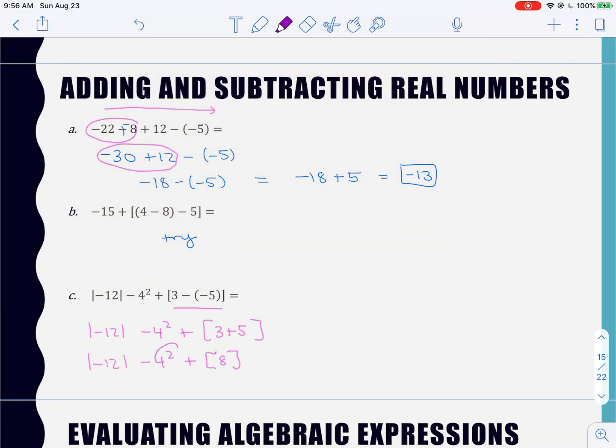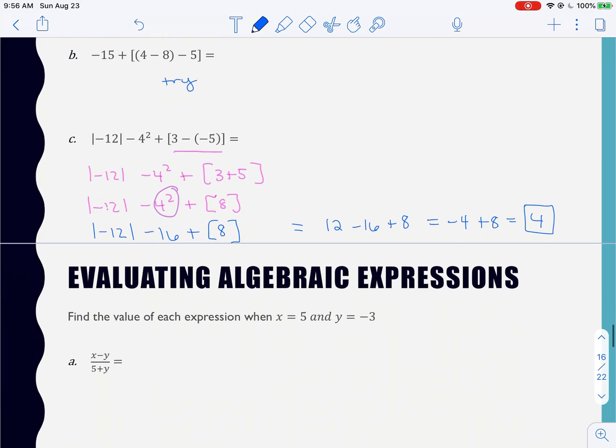Now we're going to do exponents next, and 4 to the second power is 16. So now I have the absolute value of negative 12 minus 16 plus 8. The absolute value of negative 12 is 12. So now I have 12 minus 16 plus 8. And now order of operations says we're going to go in order from left to right because it's just subtraction and addition. So this is going to be 12 minus 16. So team positive 12, team negative 16. So team negative wins by 4. So it's going to be negative 4 plus 8. And then we're going to have 4 left because negative 4 plus 8 will be 4.